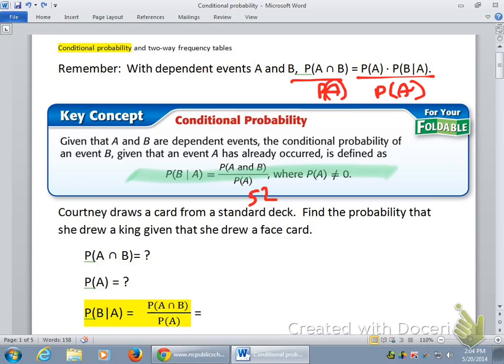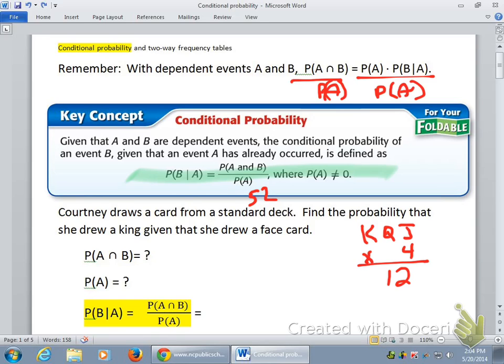Now again, little timeout, American teenagers. What are our face cards? King, queen, and jack. Ace doesn't count as a face card, right? All right. And how many of those are in the deck? There's 4 suits, right? So isn't there 12 of those? Okay. So there's 12 of these in the entire deck.